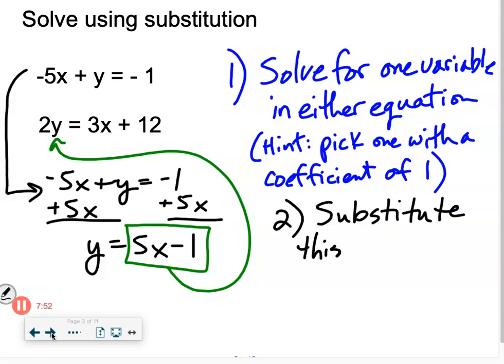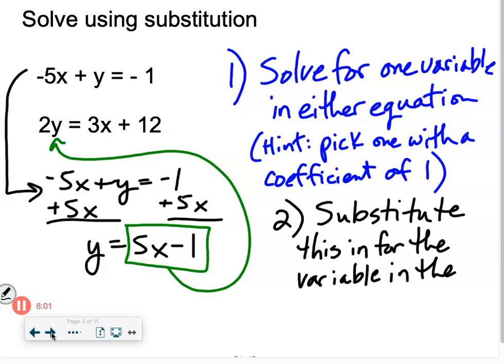Step 2: substitute this in for the variable in the other equation.